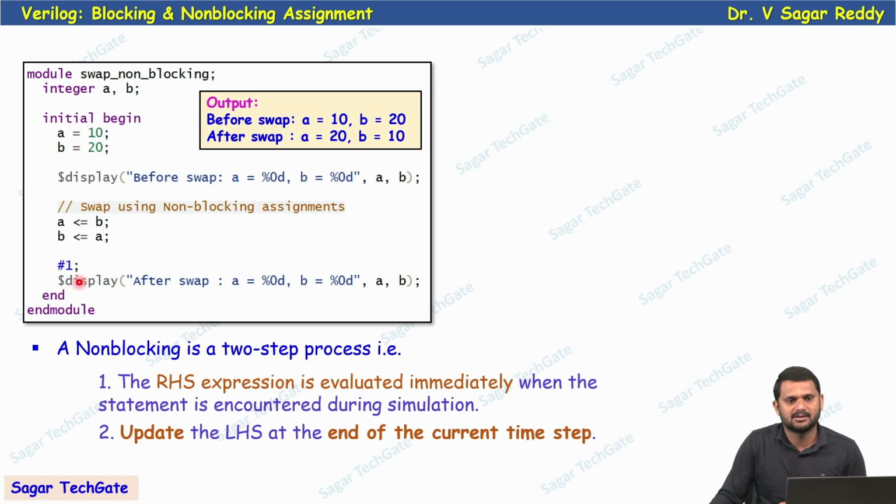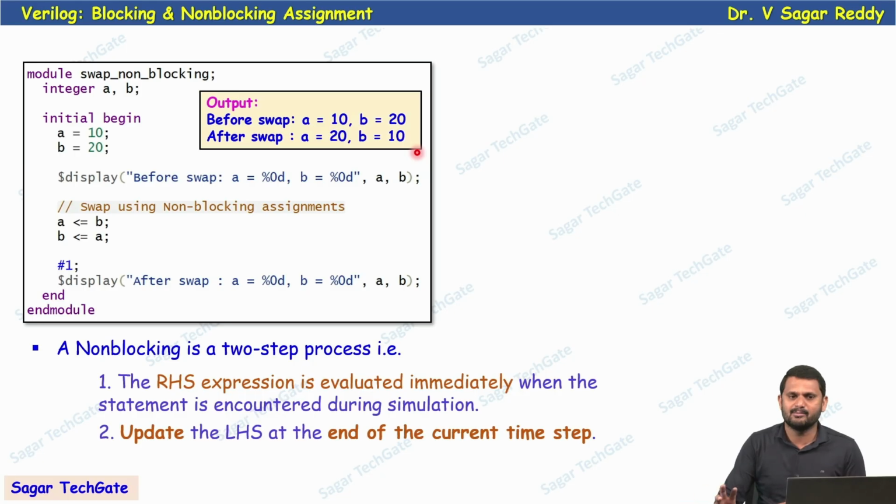Now after that, for example, if I write a `timescale 1 nanosecond / 1 picosecond, what is the time step there? It is 1 nanosecond. So now it is at 0 time step. Now it is at 1 nanosecond time step. Clear? At 1 nanosecond time step, we are displaying the values a equal 20, b equal 10.